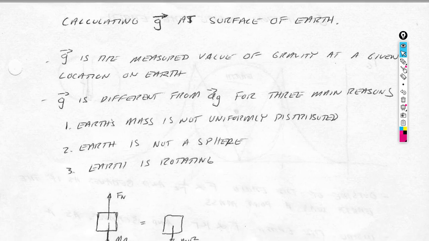So calculating G at the center of Earth, now we're talking about G. We're not talking about AG. We're not talking about a little g like this from before. We're talking about G, the one we've been talking about. G is different for 3 basic reasons. Earth's mass is not uniformly distributed. Earth is not a sphere. Earth is rotating. So these 3 things affect G, what we measure. We don't measure the actual A of G because we have these other things in there distorting it.